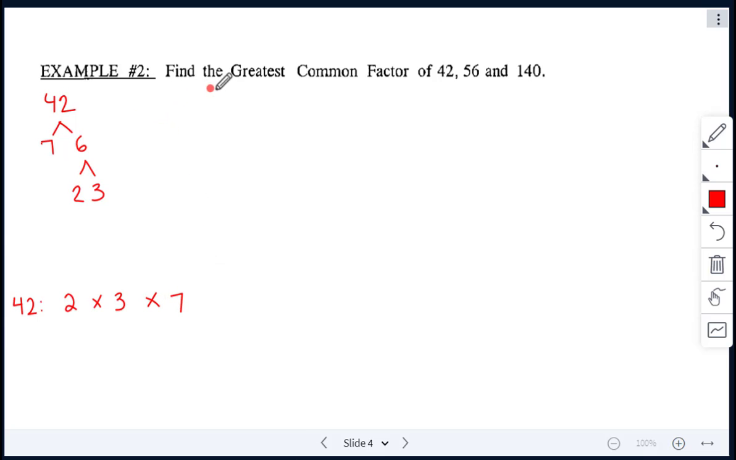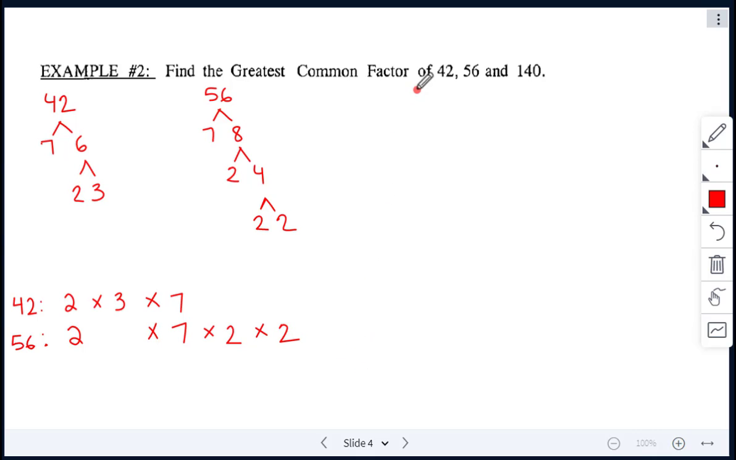Next we have 56. So for 56, I have 7 and 8, and then 2 times 4, and then 2 times 2. And I'm going to list that out here as well. Remember to list it out right underneath the common ones. So we have 2, and then times 7, and then 2 more 2s. So I'm going to list them out here.